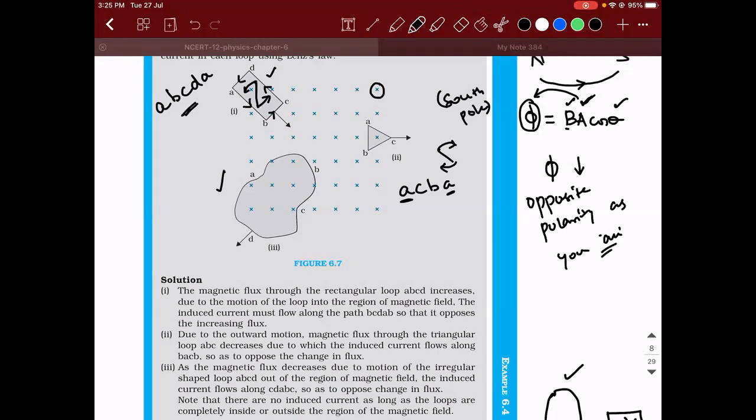Opposite polarity of what you are. So it is south pole. South pole means clockwise current should flow. So clockwise means A, B, C, D, A.